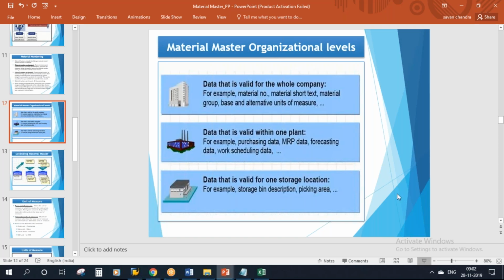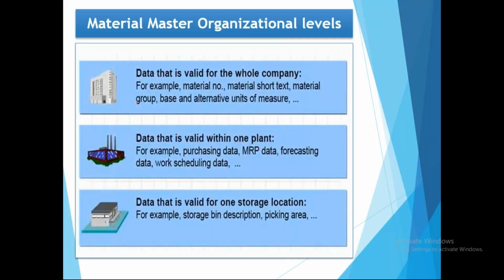So in the material master, you maintain some data that is valid for the whole company. That is client level, like material number, material short text, material group. These things are maintained at client level, which means valid for the entire organization. Now there is some data you maintain at plant level, like purchasing data, MRP data, forecasting data, all these things. And there is some data valid for storage location.